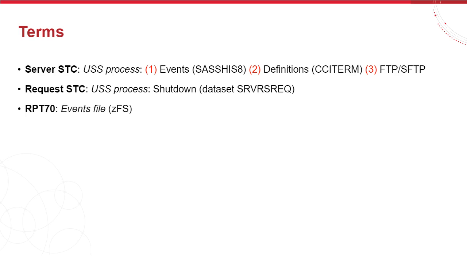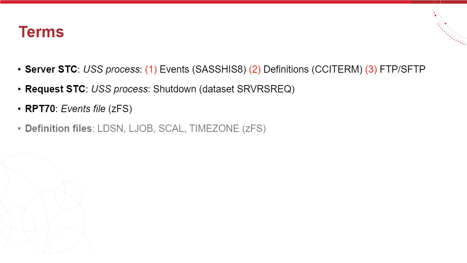RPT70 is the file that contains all the CA7 events for a specific time span, say the last 2 minutes. It is built by way of a CA7 utility called CA7. A ZFS file system is mounted in USS at initial program load. This ZFS stores the acquisition data, events, and definitions for AAI. RPT70 is generated in ZFS for FTP or SFTP transmission to AAI.